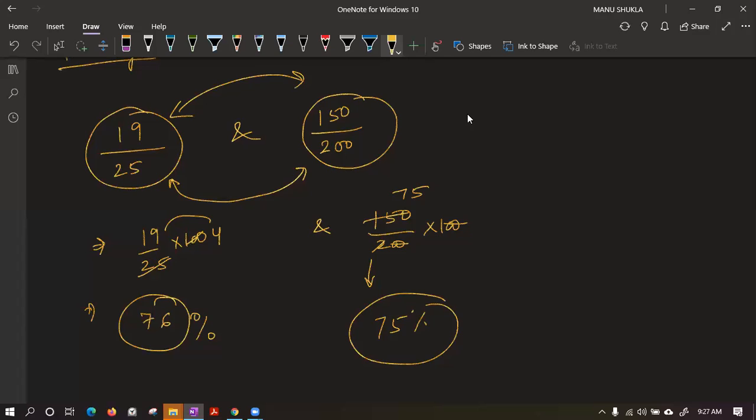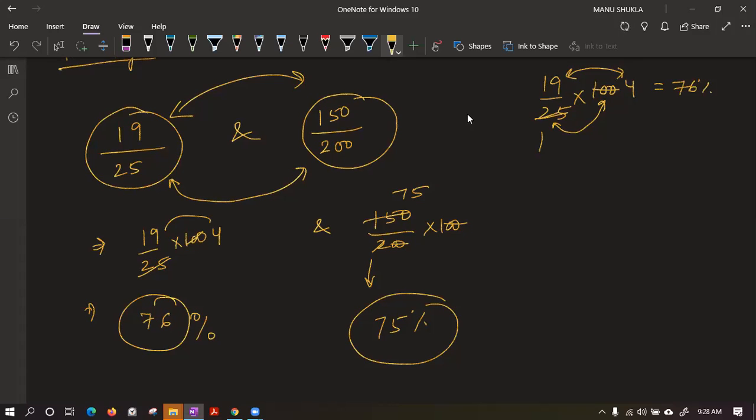Sir, why did you multiply by 4? Beta, because I have divided. Ryan, we had 19 upon 25 to convert into percentage. To convert any fraction into percentage, we multiply by 100. What I did is, I saw 25 and 100 are divisible, 25 ones are 25, 25 fours are 100. After that, I multiplied 4 and 19 to get the answer as 76%.